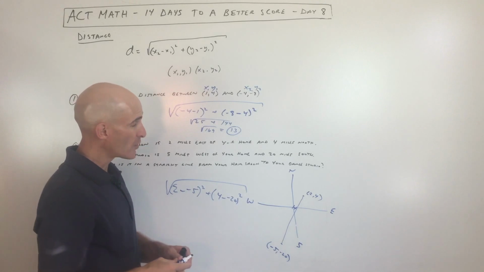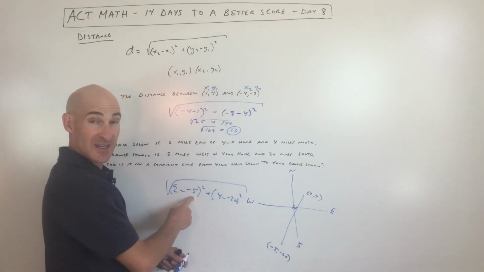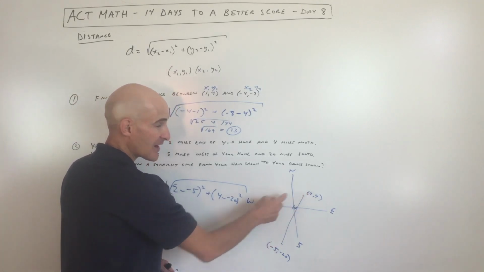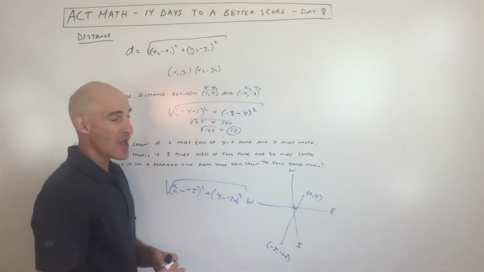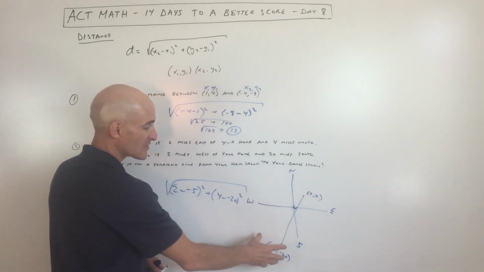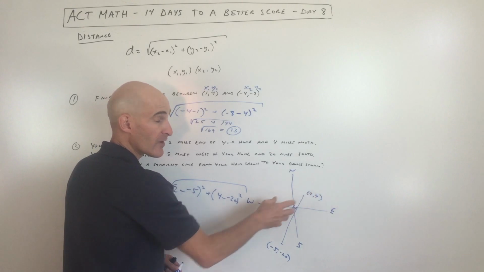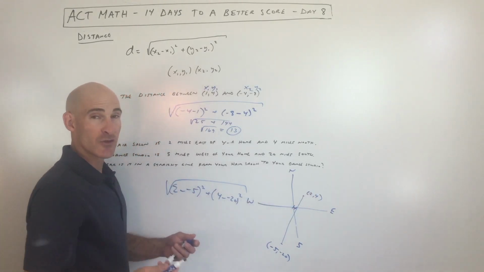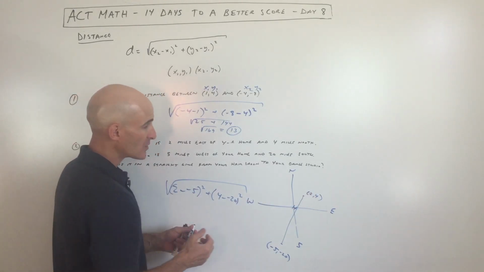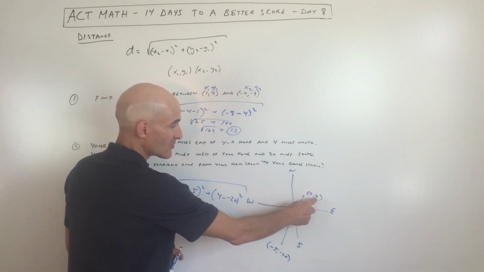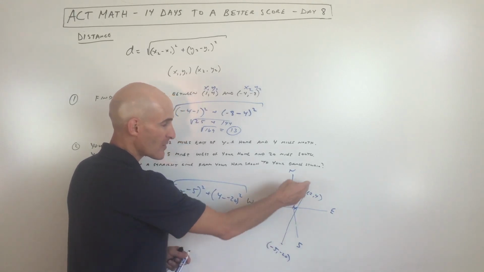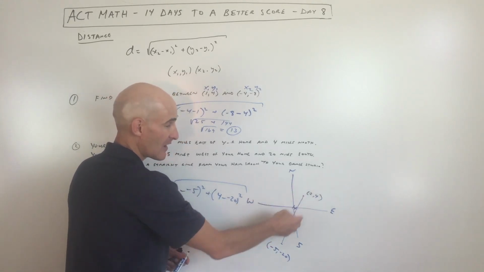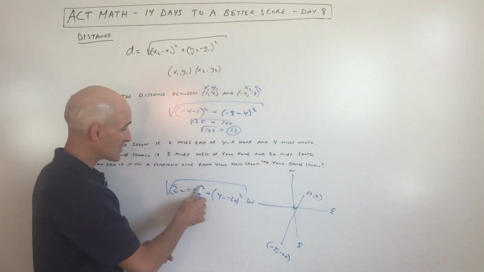Now sometimes students wonder, well, why did you do 2 minus -5? Couldn't you do -5 minus 2? I like that better. You can do that. You can just switch and make this point number 2 and this point number 1, or vice versa. Either way you're going to get the same result. What you don't want to do is subtract these coordinates from each other or these from each other. You want to make sure you're subtracting the x's and then you're subtracting the y's, then squaring.